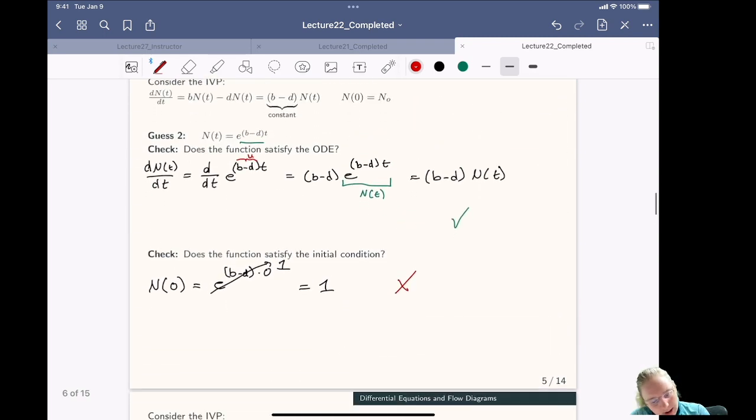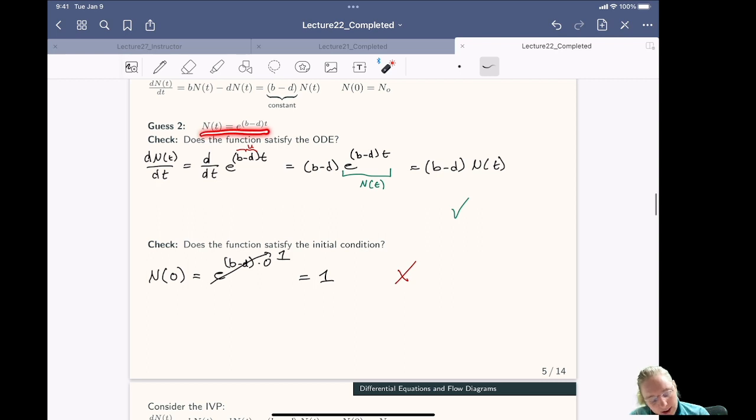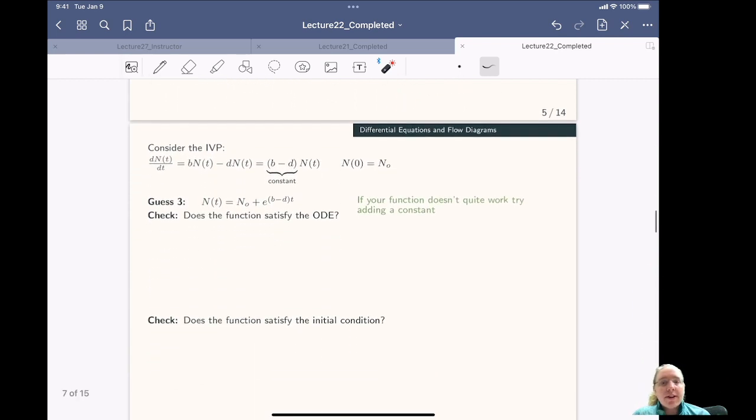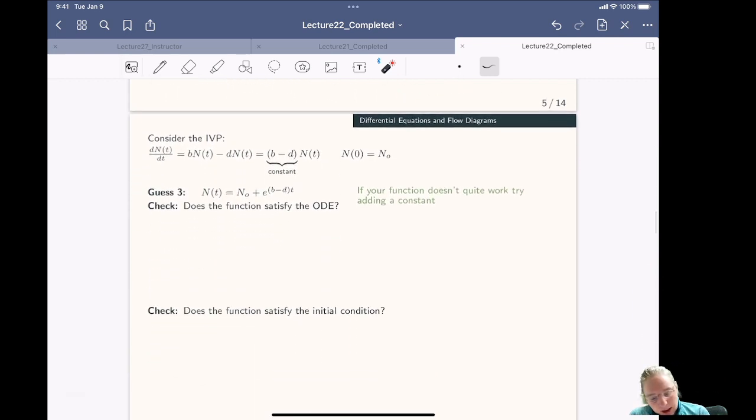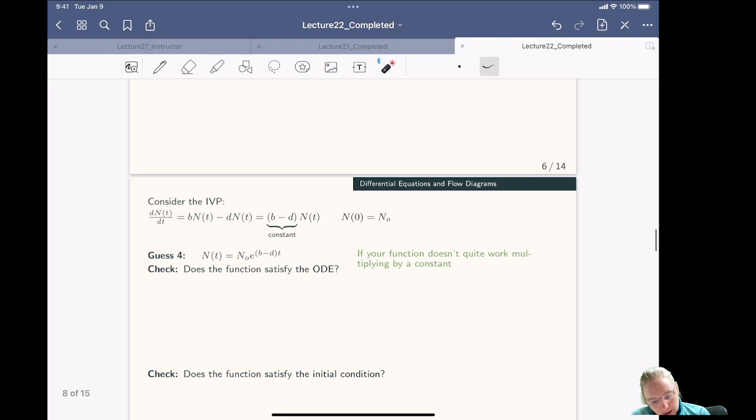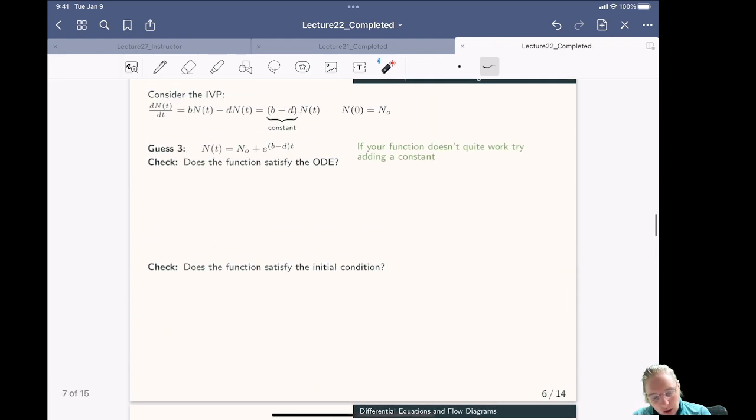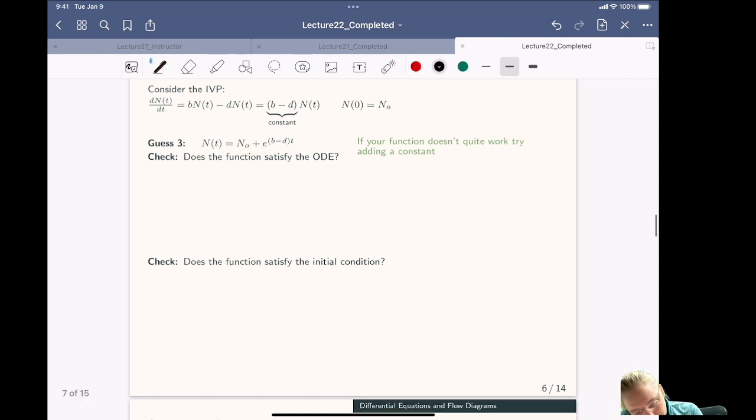this function here, and it doesn't satisfy the initial condition, we're going to try two different things. The first thing that we can do is try adding the initial condition to the outside of the function. The second thing that we can try is to multiply the function by n0. It turns out that those two are good ways of guessing. So let's try this one. Let's check to make sure that it satisfies the differential equation still.